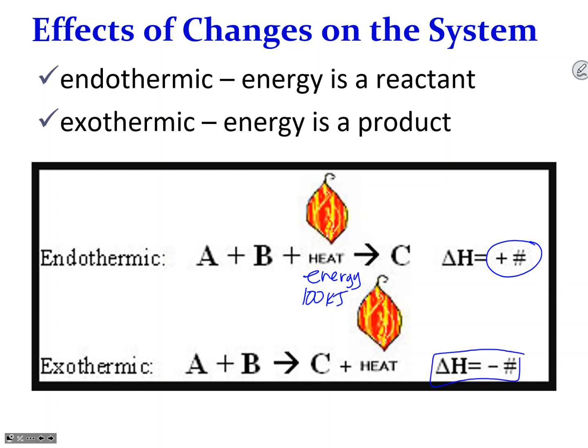Delta H for exo is going to be negative. So if you see a negative delta H, or if you see the energy, whether it's written in kilojoules form or just the word energy or heat, on the product side, you know that that's going to be an exothermic reaction. And since you know where it is, that's the side it's going to be on when you decide which way it's going to proceed.